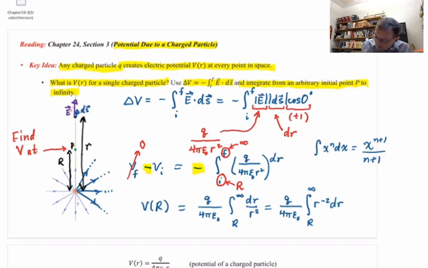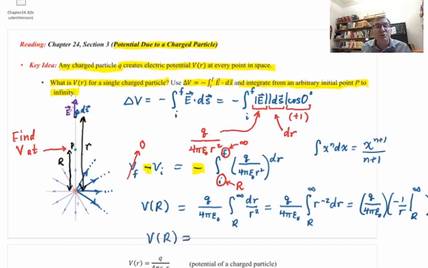So let's see what we've got then. Q over 4 pi epsilon 0, negative 1 over little r. In other words, little r to the minus 1 over minus 1, with the limits from big R to infinity. And I think I just have room here to fit this in. V at point P, which is a distance big R from the charge, is, well, let's bring that negative out front, negative q over 4 pi epsilon 0 times 1 over infinity minus 1 over big R.